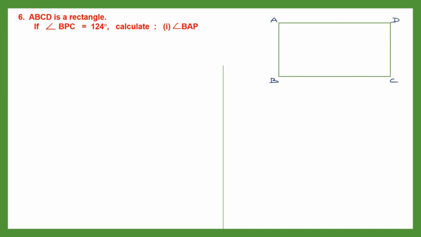Question 5. ABCD is a rectangle. So we have a rectangle here. If angle BPC, now we have B, we don't have BP, isn't it? So we have to think about that. BPC is 124. Calculate angle BAP. So there is a point P here somewhere. So that means we have to draw our diagonals.